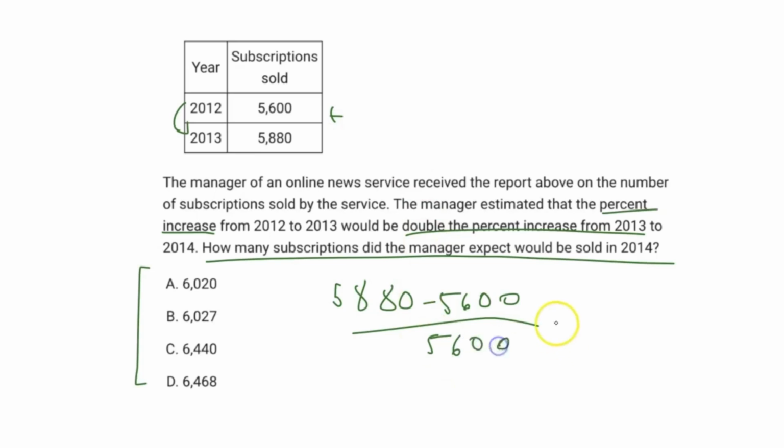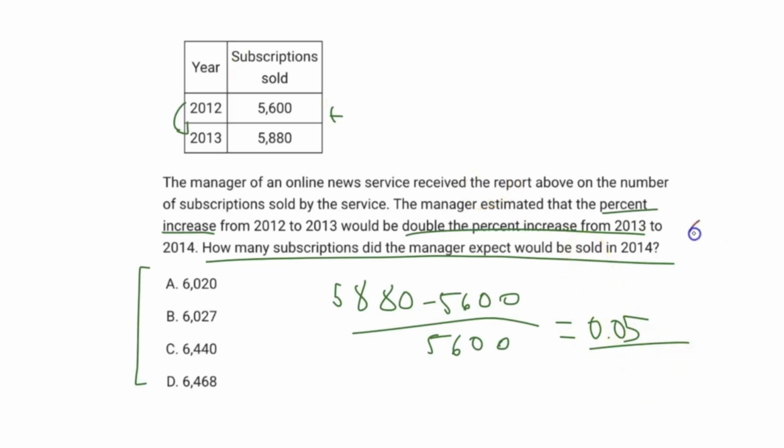5,600. Or I guess if you're talking about math, it would be new minus old over old. But what we have here is 280 over 5,600, which is going to be 0.05. So that is the equivalent of a 5% increase.